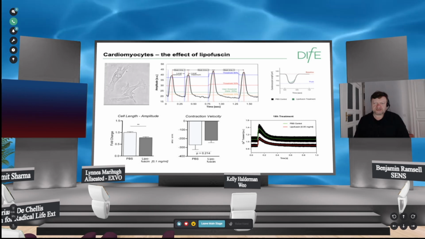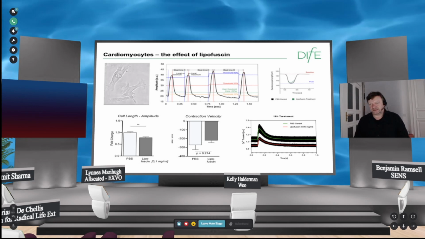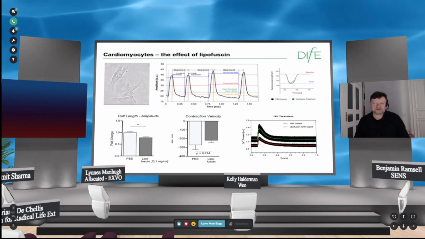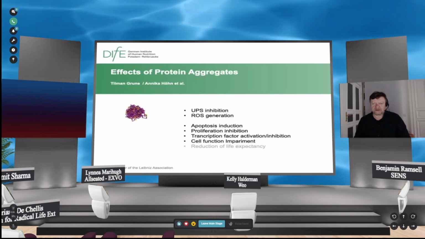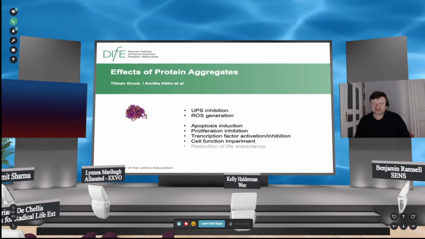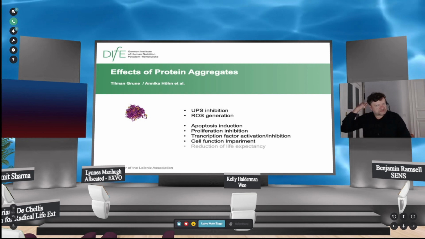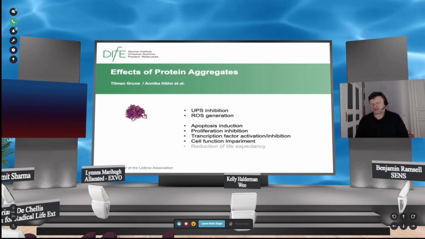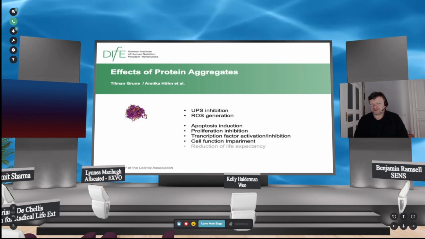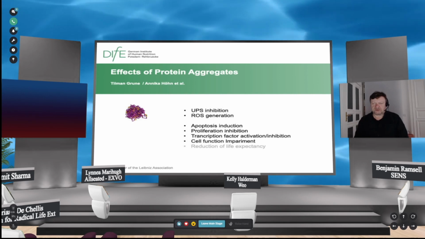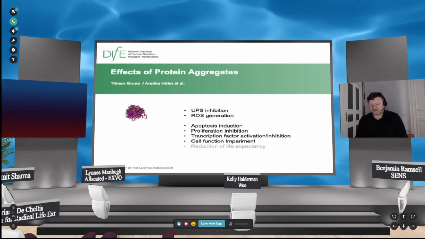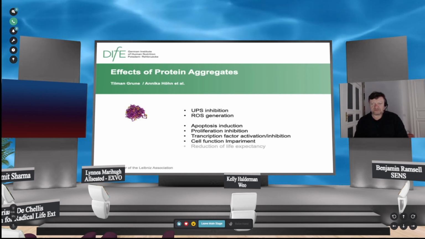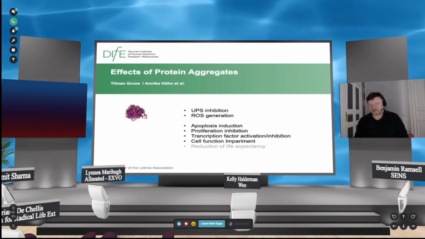But what I can tell you, it's the same in beta cells, the insulin-producing cells. Also there, lipofuscin has an influence on the calcium metabolism. So it can impair the cell function. And as you might realize, cardiomyocytes and beta cells are important for major disease development, cardiovascular disease and diabetes.